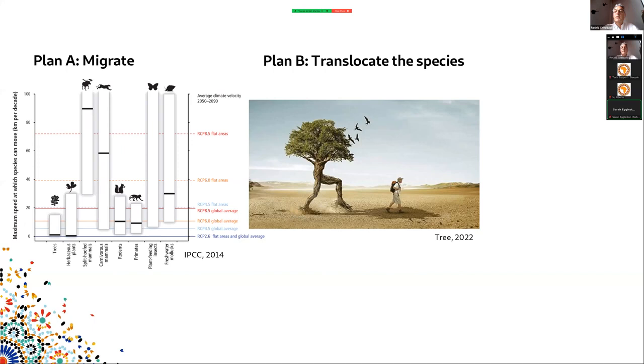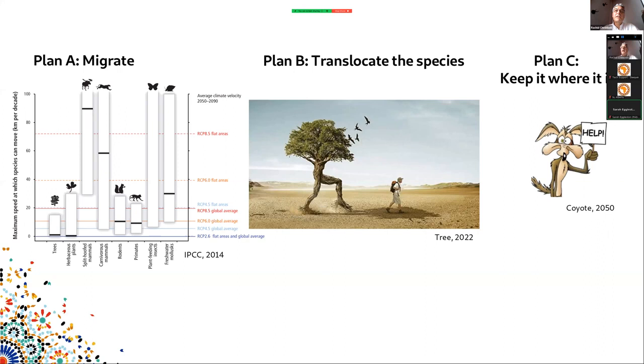There is a third option, which consists of trying to keep few populations of the species in the areas where they are today. We have to keep in mind that this option requires the conservation of several populations in several isolated areas so that they can exchange some genes and therefore not decline genetically. So this option has also its flaws, but this is the option that I will discuss today.